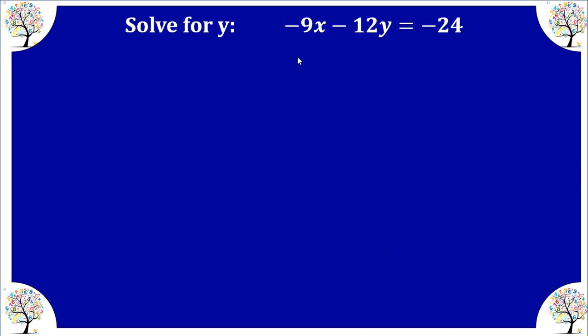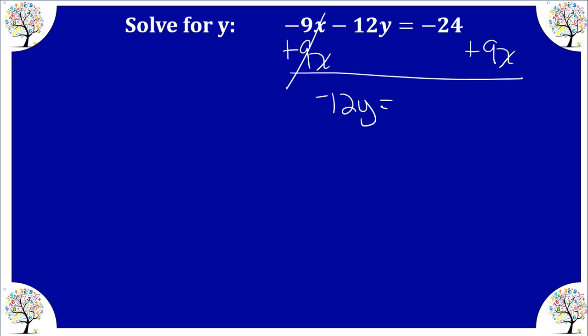Okay, let's do this last one. Again, we are isolating y. We have 2 terms here. Since we're isolating y, we need to get this term all together on the other side. So we are going to add 9x to both sides. So I'm going to add 9x. We're going to bring down negative 12y equals negative 24 plus 9x. We're going to divide, because we are undoing the multiplication, every term by negative 12.